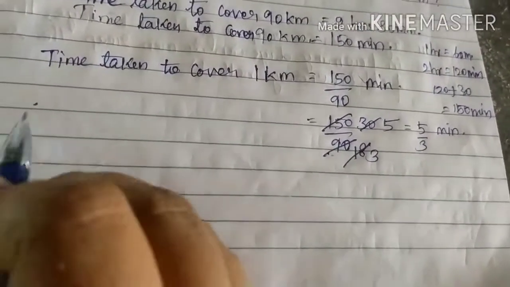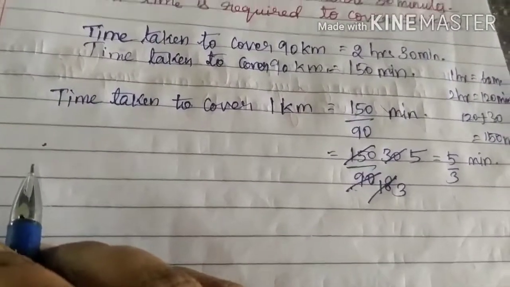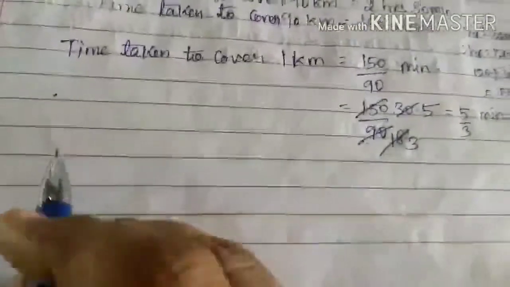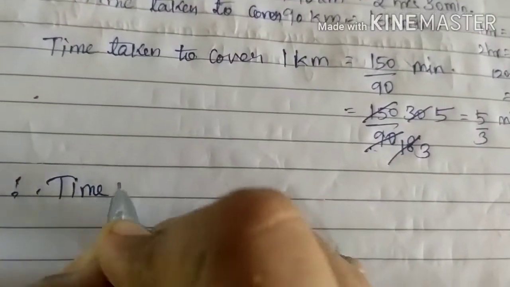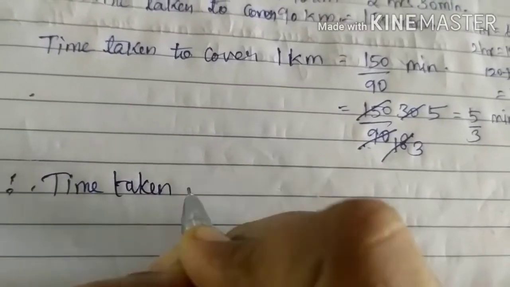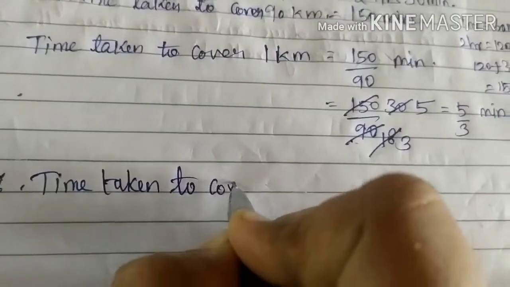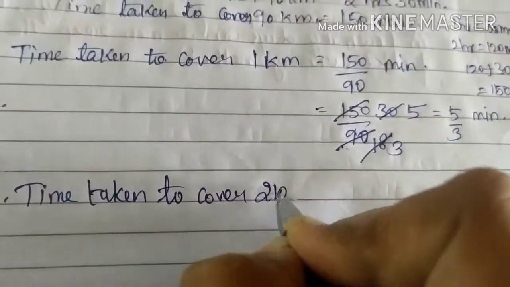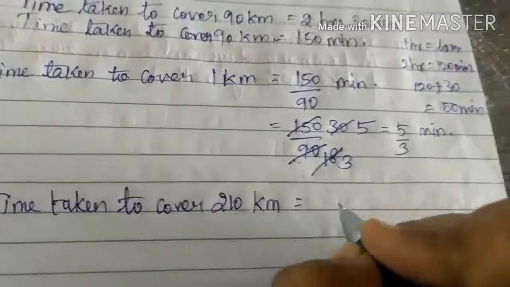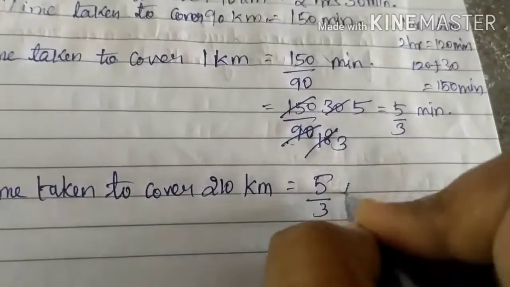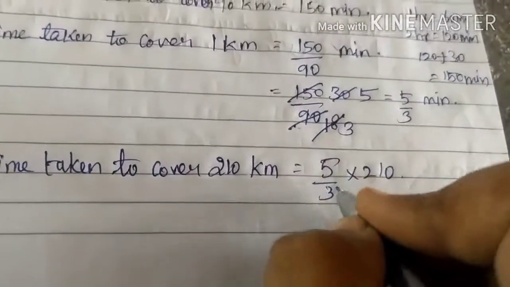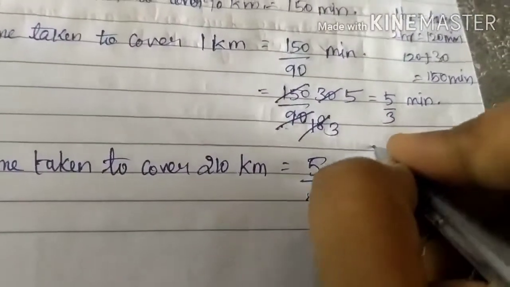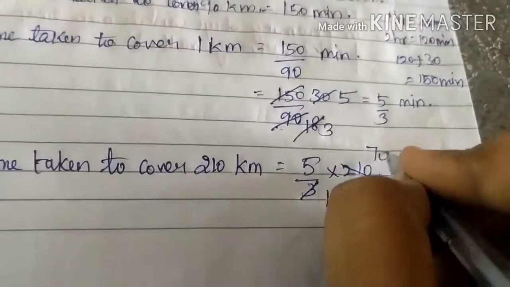Next, they asked us to find for how many? 210 kilometer. So therefore, time taken to cover 210 kilometer is equal to 5 by 3 into 210. Now 3 ones are 3, 3 sevens are 21, so 70 will come.